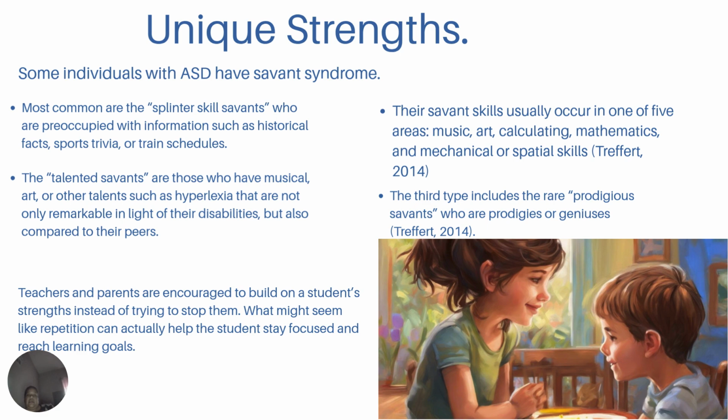Their savant skills usually occur in one of five areas: music, art, calculating, mathematics, and mechanical spatial skills. The third type include the rare prodigious savants, who are prodigies or geniuses.